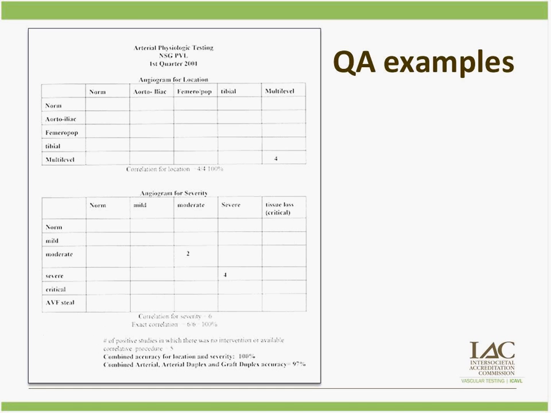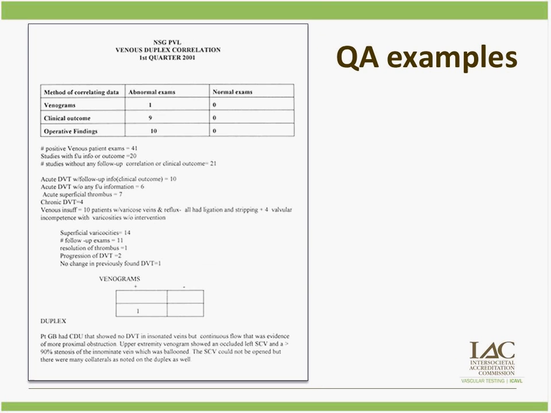In the case of arterial physiologic testing, most people would do two things. You would do a comparison QA for location as well as for severity and see how accurate you were for those two areas and then combine those results.